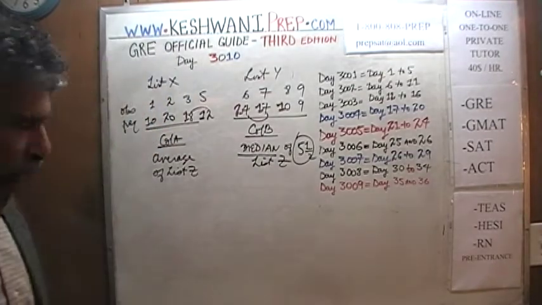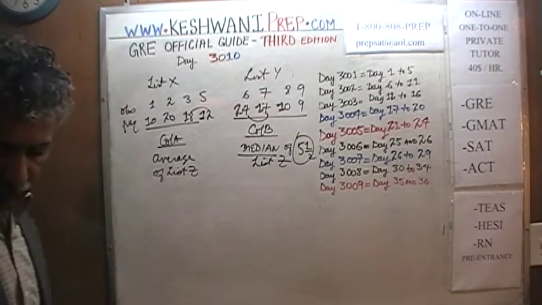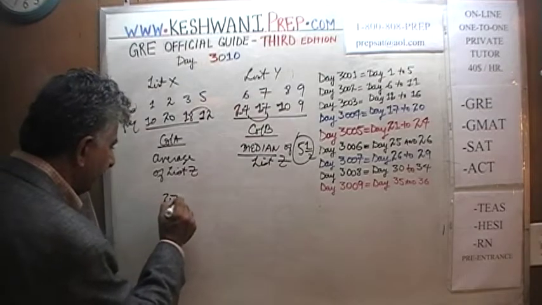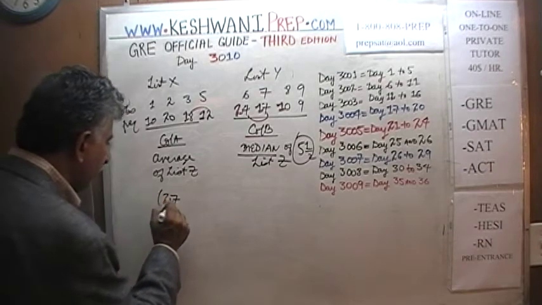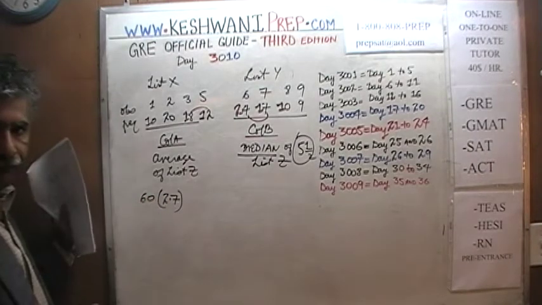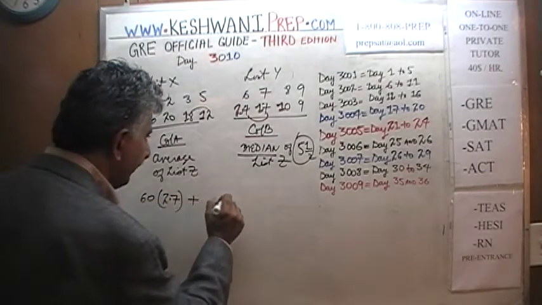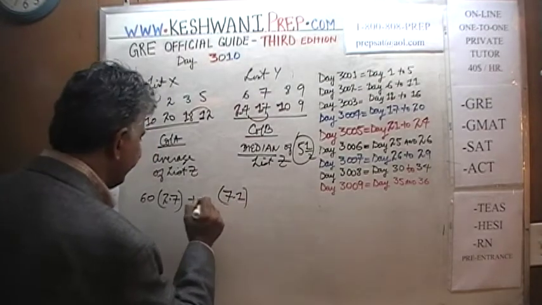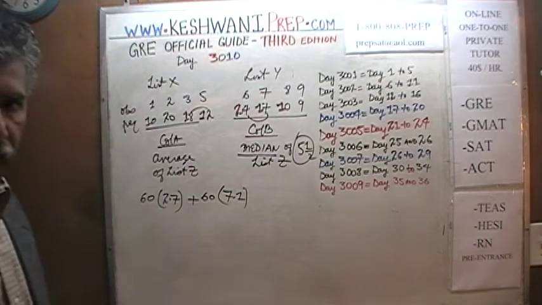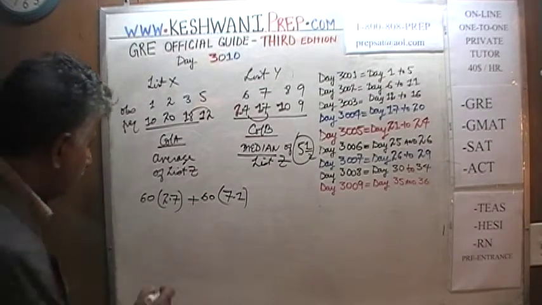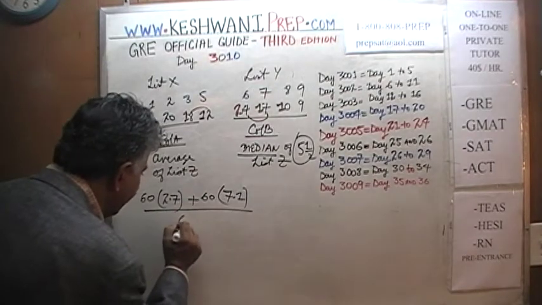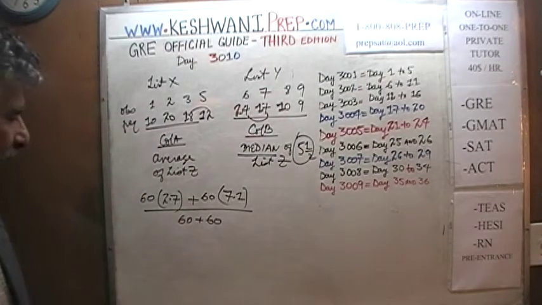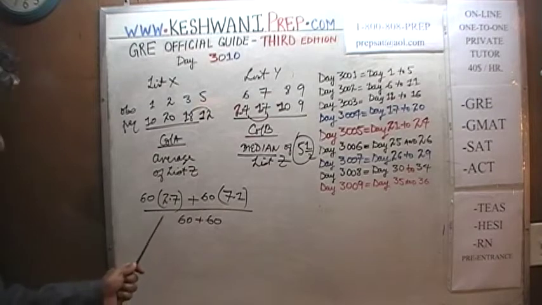So let's do that, okay? Watch what happens, the average of the two lists combined. We know the average of the first list is 2.7. And we also know there are 60 of them. We also know that the average of the second list is 7.1, and that there are 60 of them. And how many total observations? Total observations we have is 120. They tell us that, 60 plus 60. Okay, watch what happens.